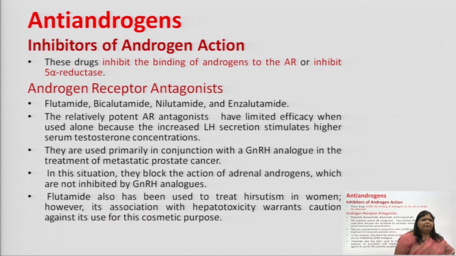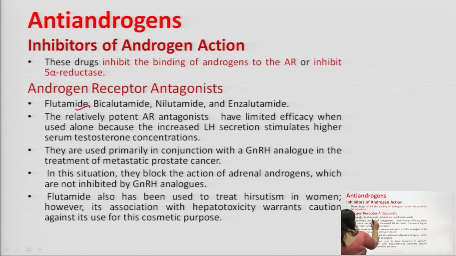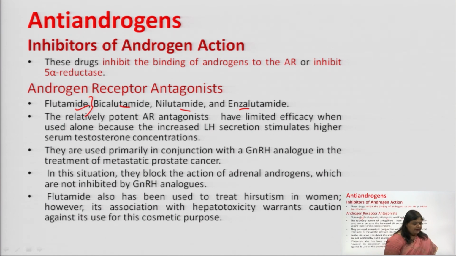Then another type of drugs are inhibitors of androgen action. Now, these are the drugs which inhibit the binding of androgen to the androgenic receptor, or they inhibit the 5-alpha reductase enzyme. Now, there are certain drugs which are called the androgen receptor antagonists. These androgen receptor antagonists include flutamide, and there are other drugs also. We will talk about flutamide, and they are the potent androgen receptor antagonists.